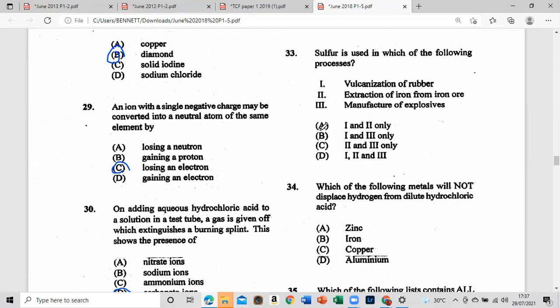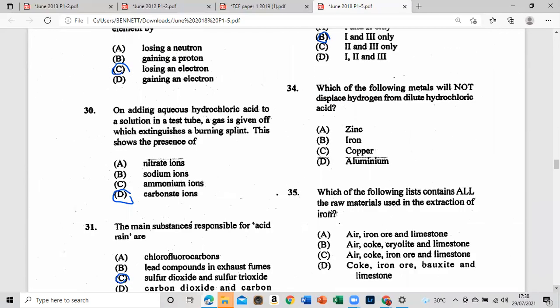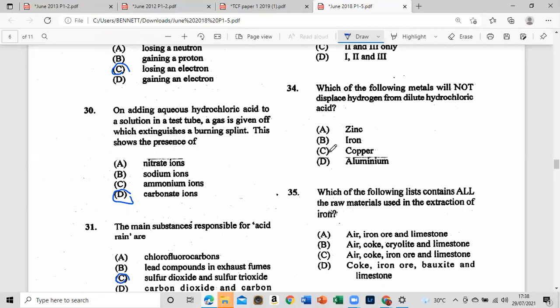1 and 3 only. So meds that, guys, meds that. 34. Which of the following? I would advise you guys, when you just watch back the tape, alright? It's gonna be about 10 o'clock when I finish watching this, but watch it back in the morning. Which of the following metals will not displace hydrogen from dilute hydrochloric acid? And 34 is C, that is copper.